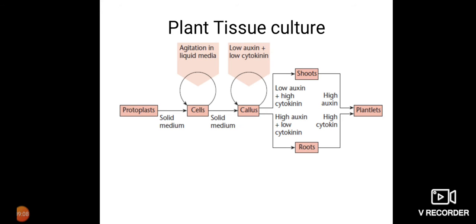As soon as it gets the nutritional substances, within a few hours itself the plant is going to develop the cell wall again, because if not, it will die off. Once it develops the cell wall, these cells are converted into callus culture, and then further induced with root and shoot to give the plantlet.